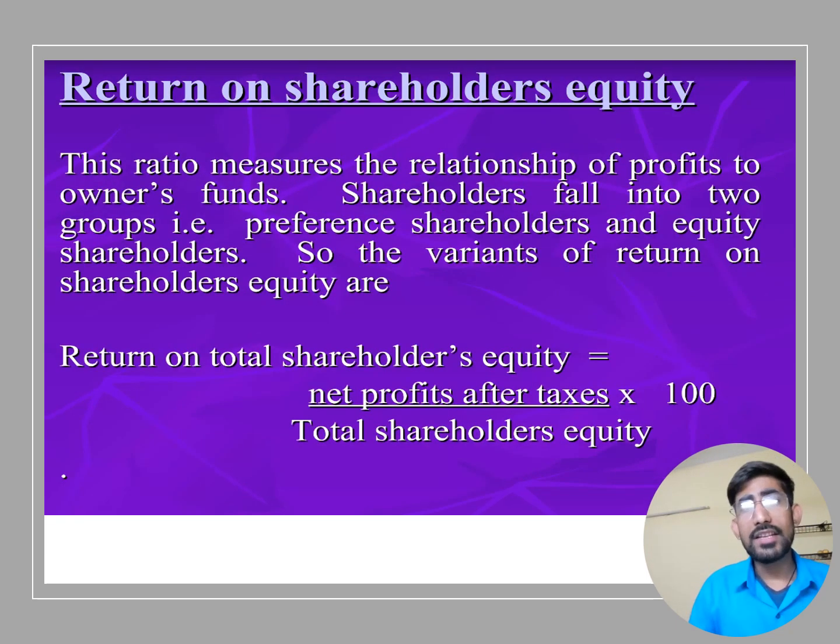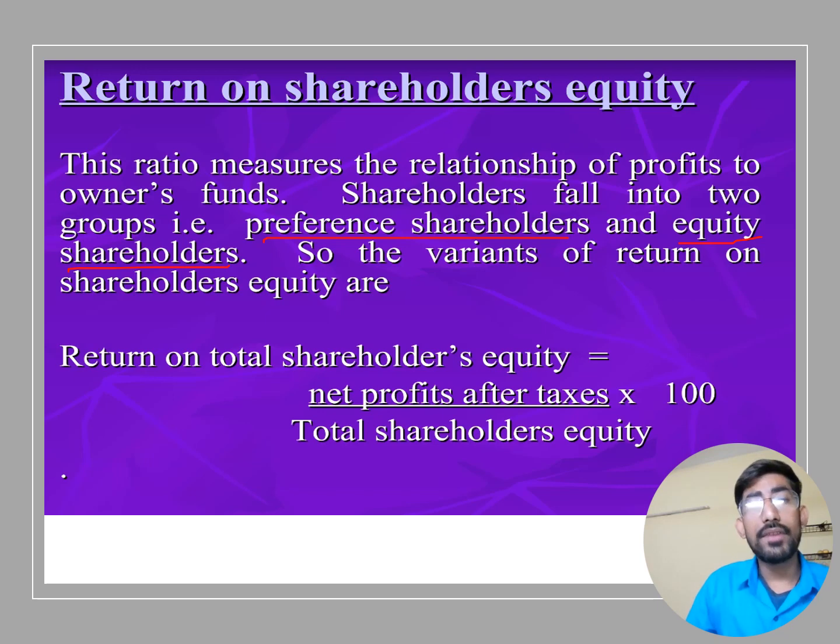Coming up, the next one is return on shareholders' equity. This one is also one of the important ratios. This ratio measures the relationship of profit to the owner's fund. The first one is return on asset, that is ROA, that is dealing with the total asset. The second one was return on capital employed, that is dealing with capital employed, and this one is related with our owner's fund, that is shareholders' fund. So this ratio measures the relationship of profit to the owner's fund, and shareholders fall into two groups. The first one is, of course, preference shareholders, and the second one is equity shareholders.